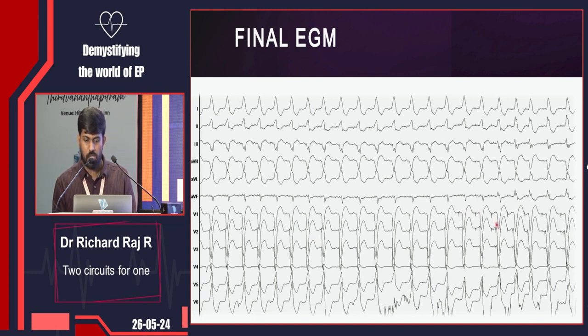After the procedure, the patient is doing well right now on anticoagulation. There is no beta blocker therapy, and there is no rate control. She is asymptomatic right now, and she is on regular follow-up.